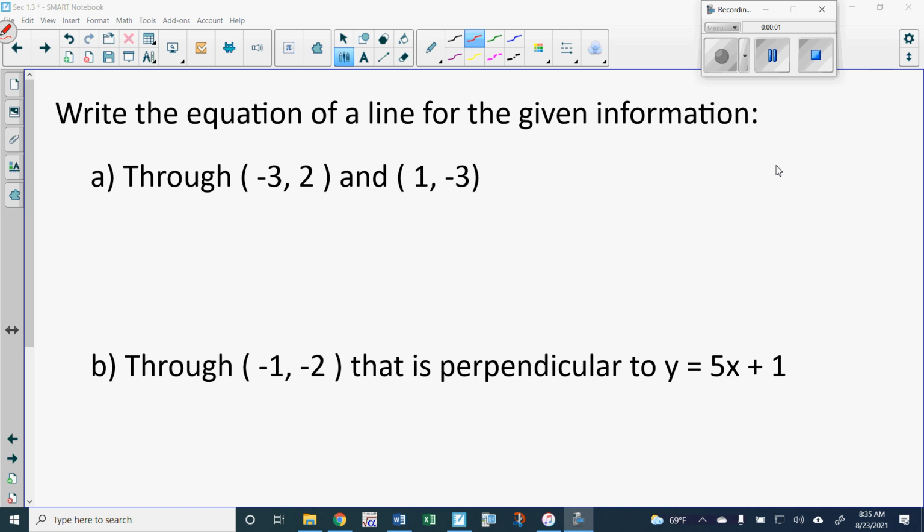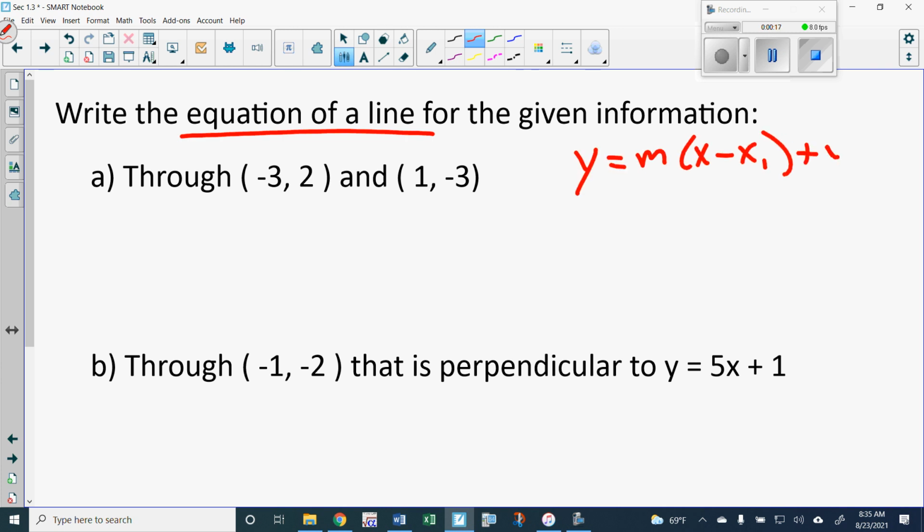What we want to look at here is the equation of a line. Just as a quick algebra review, I feel like we should mention this at some point. We're going to use our equation of a line, which is our point slope formula. And if you remember, to find the equation of a line, you need to know slope and a point.